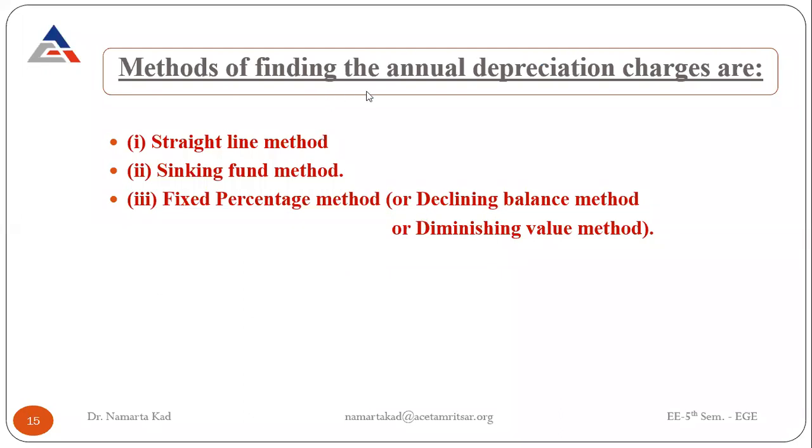Now, what are the different methods to find the annual depreciation charge? Like how much amount is required to keep aside, and how should we know? There are different methods to find the annual depreciation charges. The first method is the straight line method. The next one is the sinking fund method. The next one is the fixed percentage method, which you can also call the declining balance method or diminishing value method. These are the three main methods to calculate the annual depreciation charges. Now, starting with the first method, that is the straight line method.